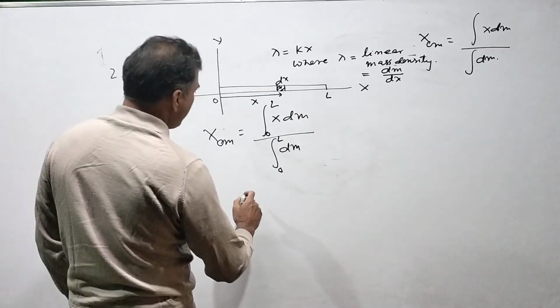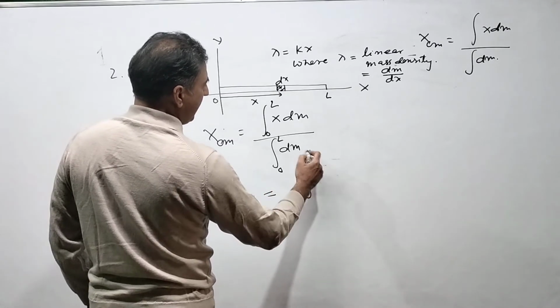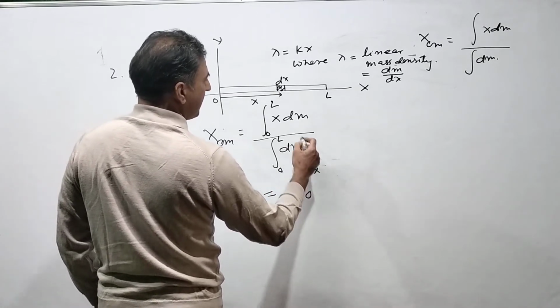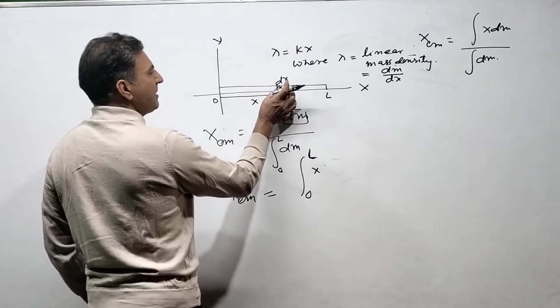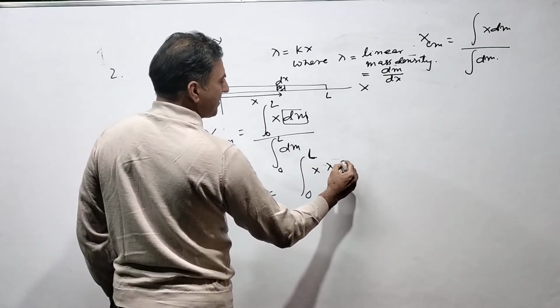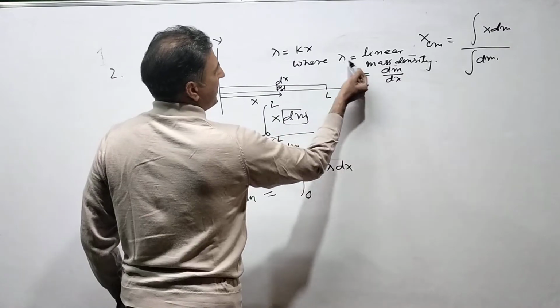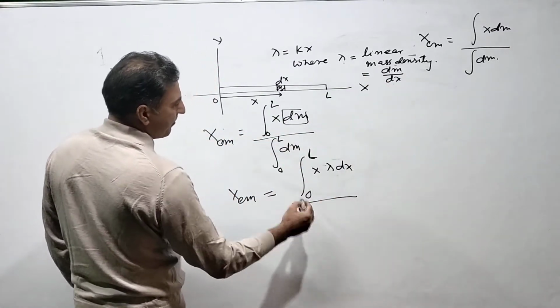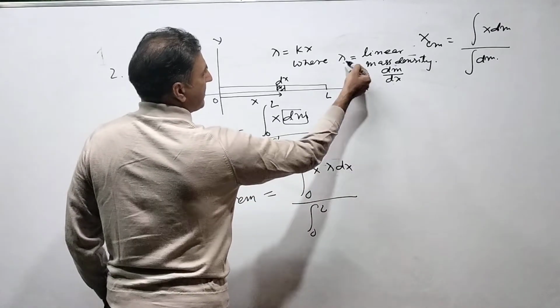So what should I write now? xcm. There is integration 0 to L x. What is dm? Dm of this element, the mass of this element, is lambda dx. Lambda into dx, obviously. Dm is lambda into dx, whole divided by integration 0 to L. What is dm? That is lambda dx.